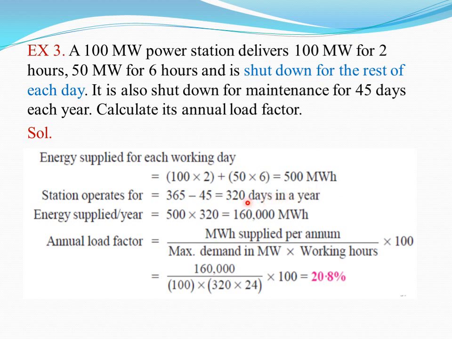Your station will be operating for 320 days. So the energy supplied per year will be the energy supplied each day into the number of days. So 500 into 320 will be 160000 megawatt hour. When you substitute all these values in the formula, you will get your final answer.